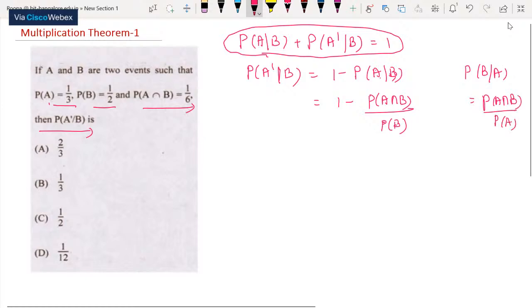Don't get confused, because the values are given in a confusing way. They have given P of A and P of B. Even though I don't want P of A, they have given it. Don't get confused. Then 1 minus 1 by 6 divided by probability of B, which is 1 by 2. Substitute and simplify that. We get 1 minus 1 by 3, which simplifies to 2 by 3. 2 by 3 is the answer. Which option is correct? Option A is the correct answer. Now observe carefully, this is the way I have to do it.